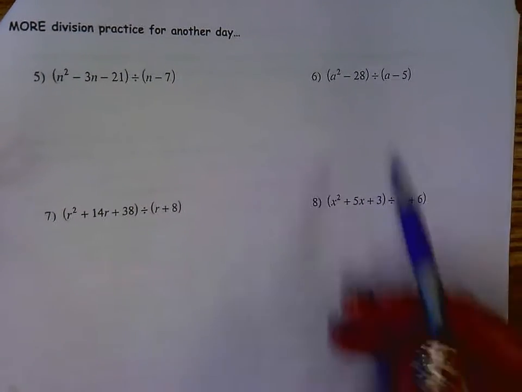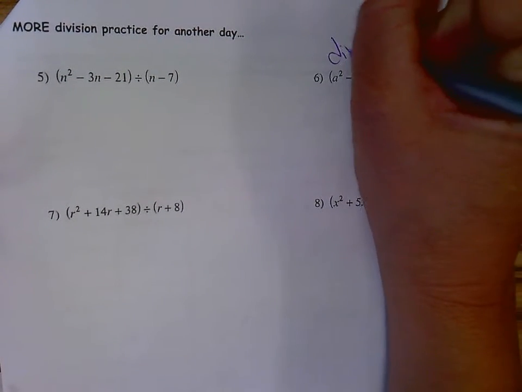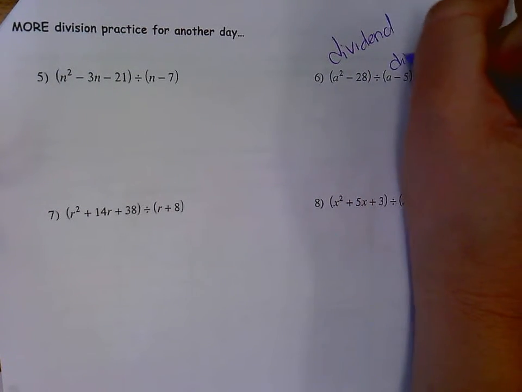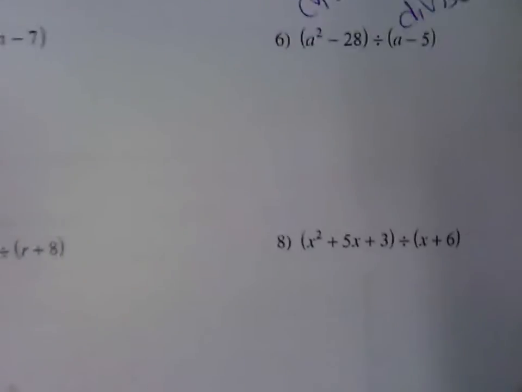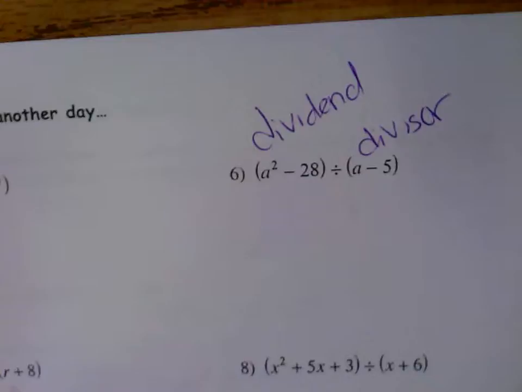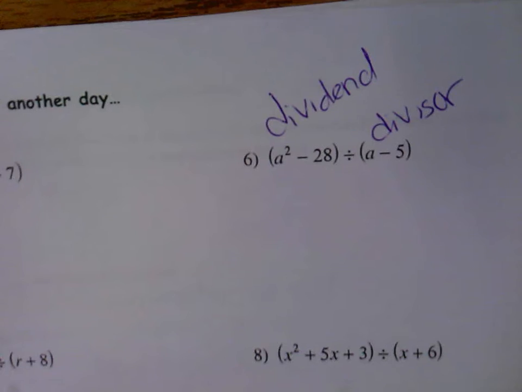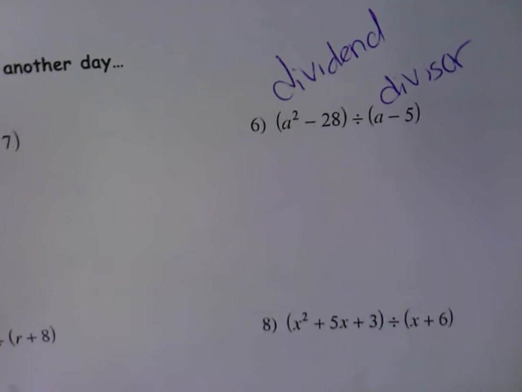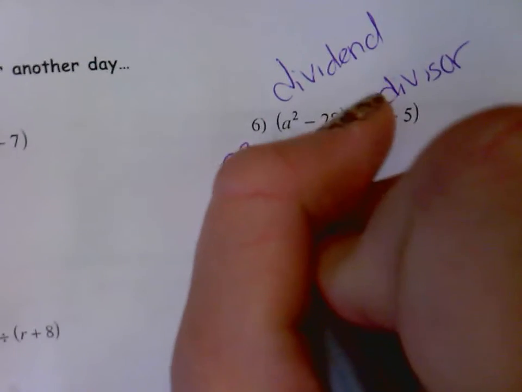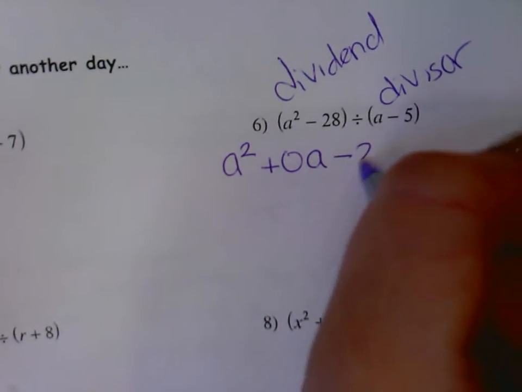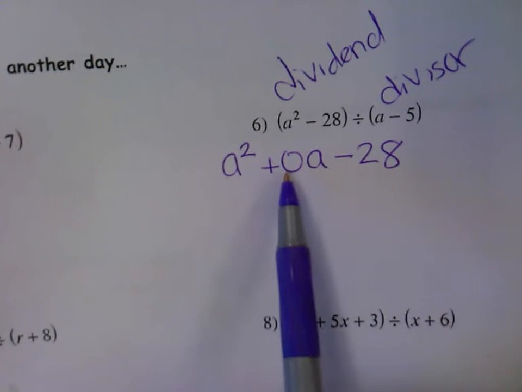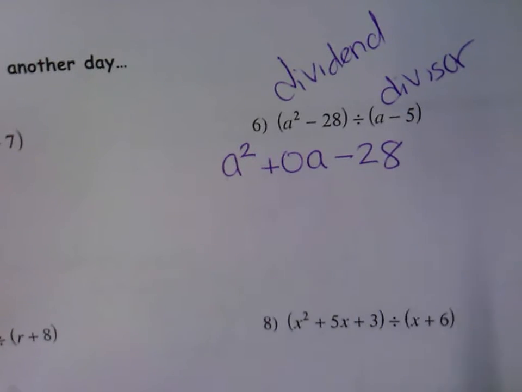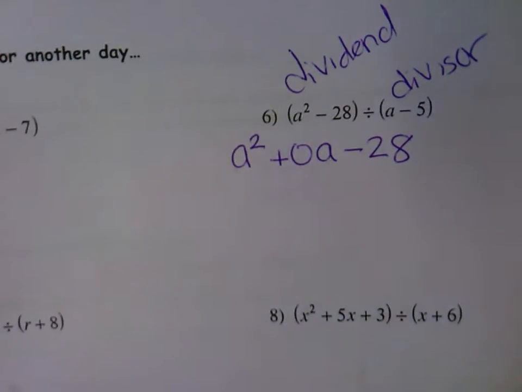Only because I see that this is called the dividend and this is called the divisor. The dividend only has two terms, so before I start, I really should rewrite this dividend. This is after page 202, polynomial division. We did all of the first part yesterday. When you're setting up your dividend, it's helpful to have every term represented, including ones that are missing. So a squared plus 0a minus 28 is going to be a helpful way to write that problem.